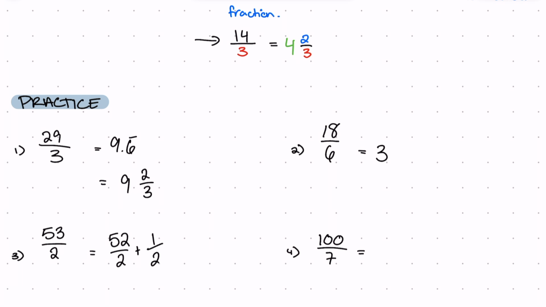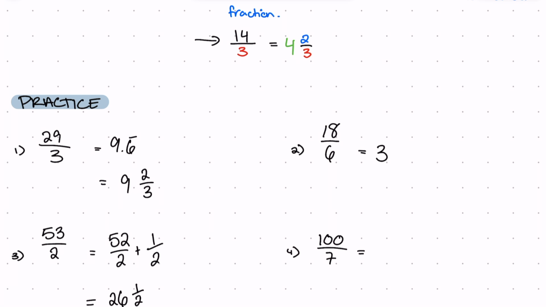Because if you remember, when you add, if you have the same denominator, you can just add the numerator, so that would be the same. And we know that 50 divided by 2 is 25, and so 52 divided by 2 would just be 26. So that would be 26.5. But if you punch that into your calculator, you'll just get 26.5.